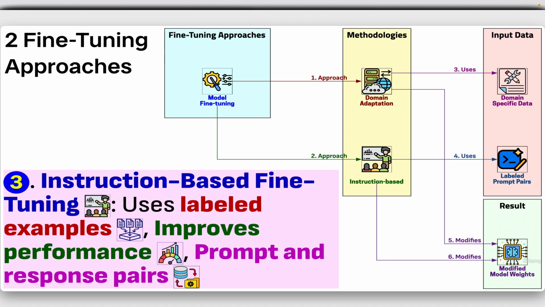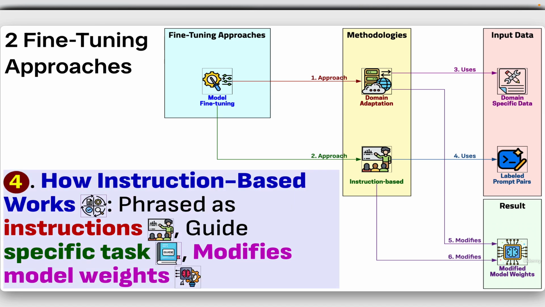And the second approach is instruction-based fine-tuning. Instruction-based fine-tuning uses labeled examples to improve the performance of a pre-trained foundation model. These examples are formatted as prompt and response pairs. How this particular approach works is that the labeled examples are phrased as instructions to give the model on a specific task. Like the first approach, this fine-tuning process also modifies the weights of the model.